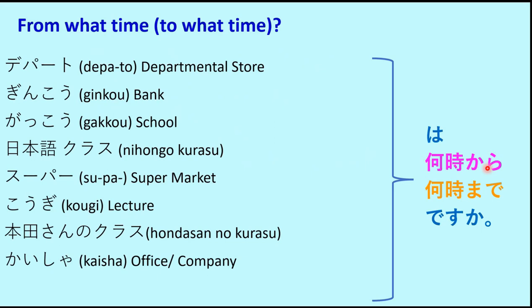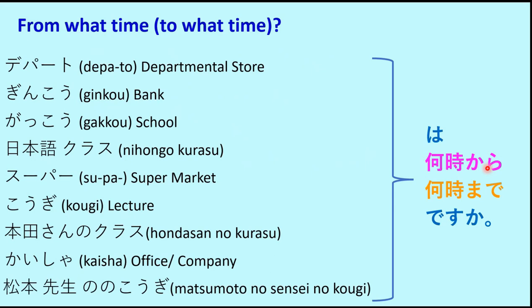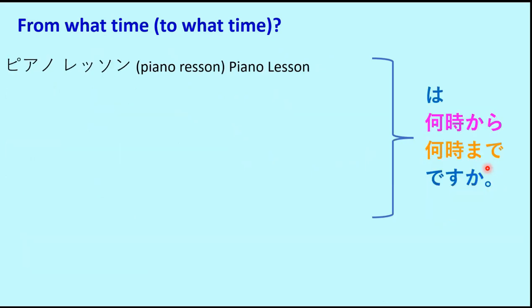Similarly, kaisha wa nanji kara nanji made desu ka? So kaisha means the office or the company. So from what time to what time is the office? Kaisha wa, if it is 9 a.m. to 6 p.m., then it will be kaisha wa gozen kuji kara gogo 6時までです。Matsumoto no sensei no kogi. Matsumoto, Professor Matsumoto's class is from what time to what time? So that is again a similar question as we saw for Honda-san no Kurasu.